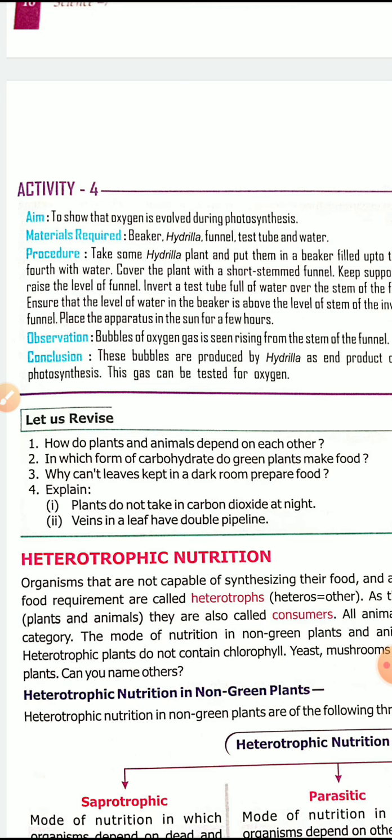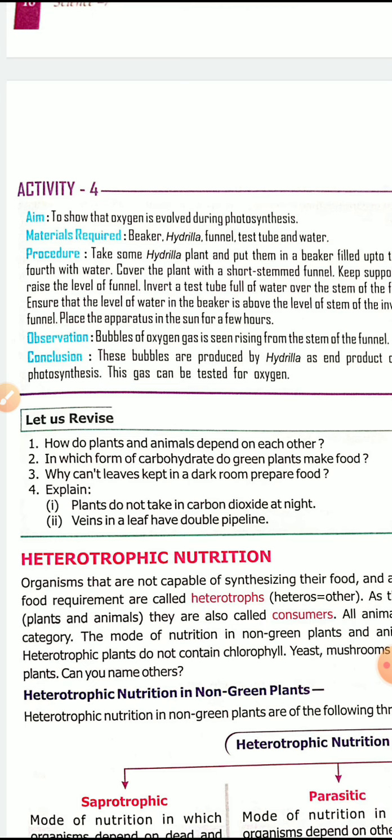Third question. Why can't leaves kept in dark room prepare food? Yes, do you know that? Very simple. Leaves kept in dark room cannot prepare food because in dark room there is no sunlight and photosynthesis cannot take place in the absence of sunlight.